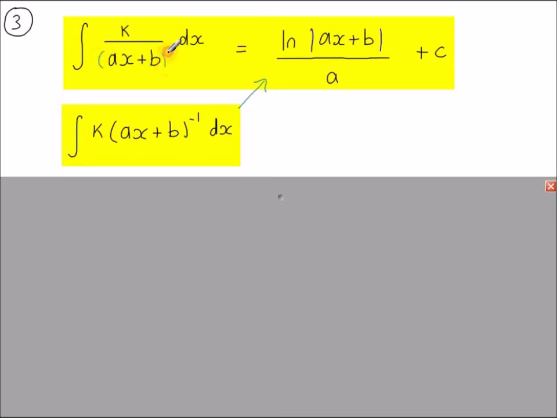If you write this as the power of 1, and then you bring out the ax plus b, then you change the sign on the power, so you get ax plus b to the power of minus 1. So these are the same.